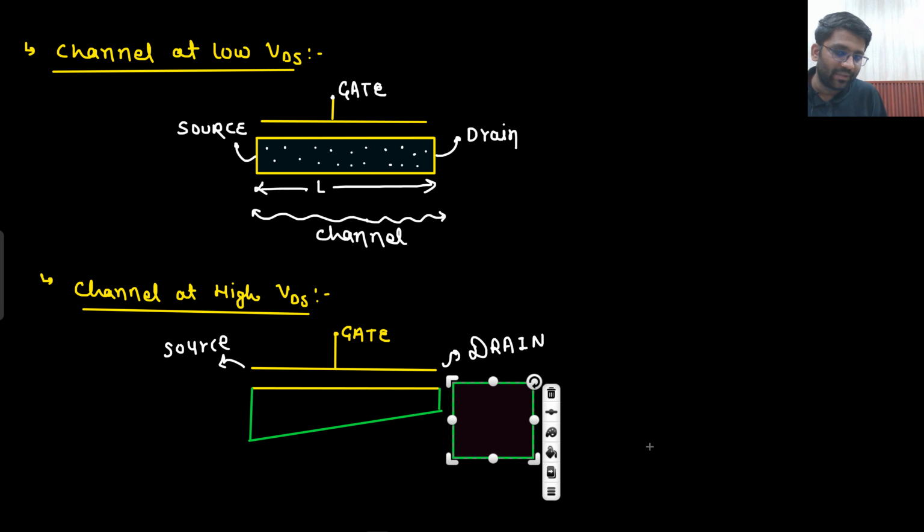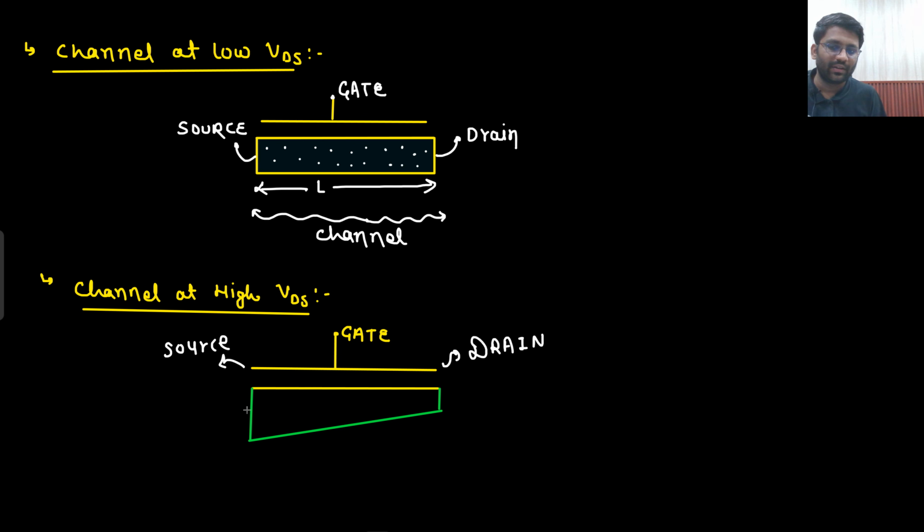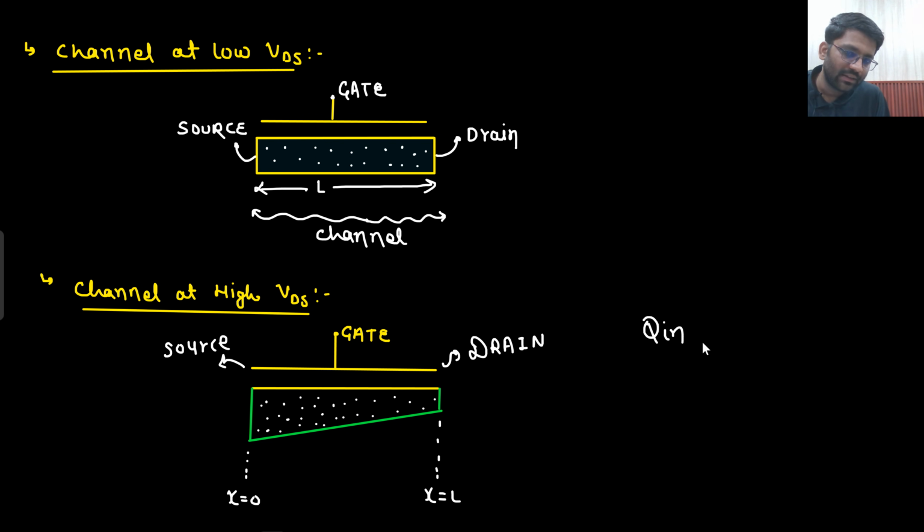Look, here you are having an N plus region. Here also you are having an N plus region, which we are not drawing. This is the source side, this is the drain side. But as you are moving towards the drain, inversion charge is getting lesser. Here there is a lot of inversion charge. So now inversion charge has actually become a function of x. What do you mean by function of x? If I say this is x equals 0 and this is x equals L, then your inversion charge has become a function of x. And the reason behind it is the applied VDS potential.